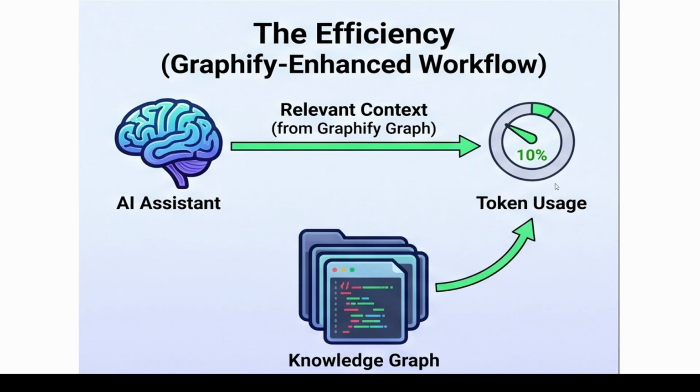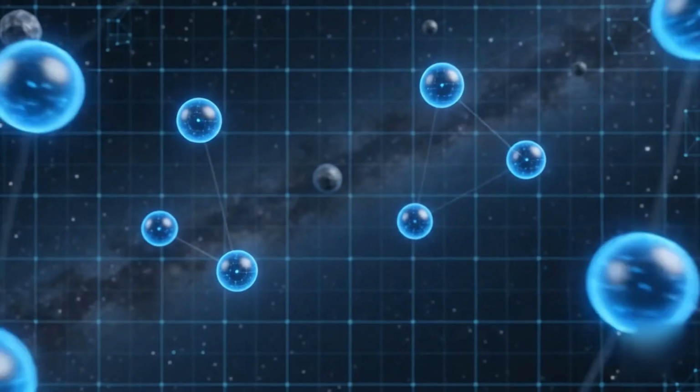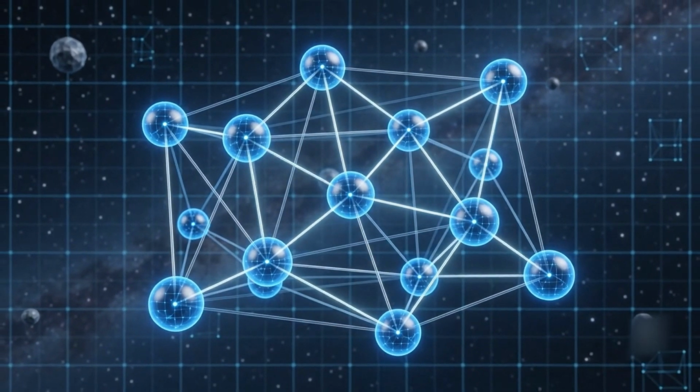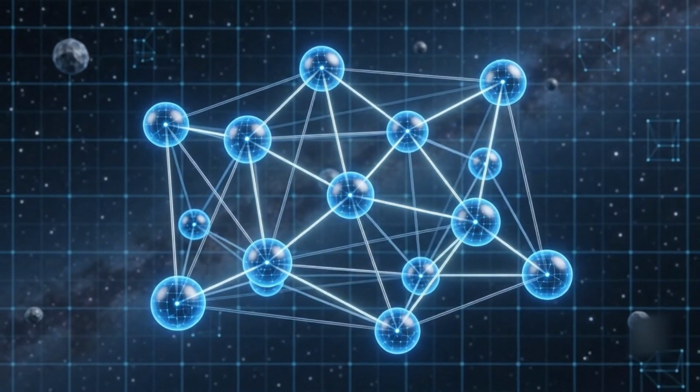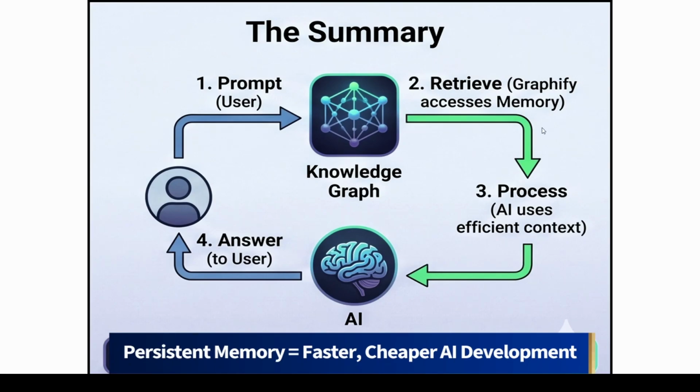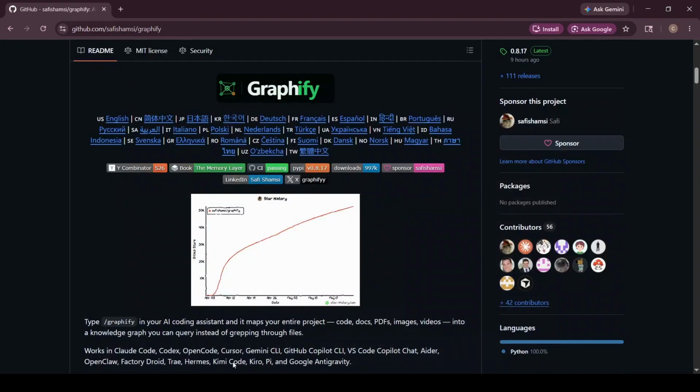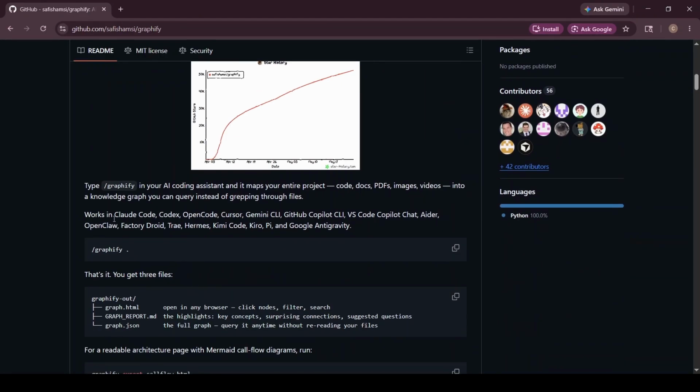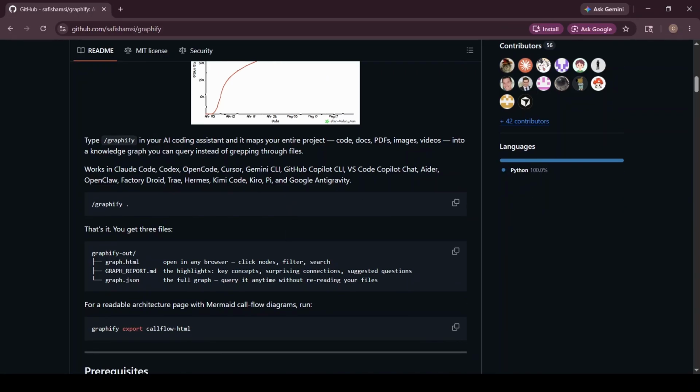When you put this all together, Graphify creates a highly optimized loop. You prompt your AI, it instantly retrieves the exact structural memory it needs from the graph, processes that highly efficient context, and delivers a smarter answer. It simply results in faster, cheaper AI development with persistent memory across every session. The best part about Graphify is its versatility. Once it builds the map, it seamlessly supports platforms like Claude Code, Codex, Cursor, and many more.